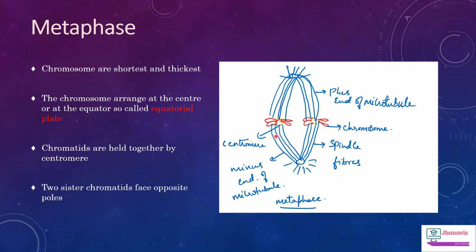That means what? These are called the plus end, these are called a minus end, okay, of the microtubule. So the kinetochore or the centromere will protect the chromosome from depolymerizing, and all of them will arrange themselves on the equatorial plate. The main two changes which you have to recognize here are: the chromosomes align themselves on the equatorial plate and the microtubules are attached to the centromere region of the chromosome. These two important points are the uniqueness of the metaphase.